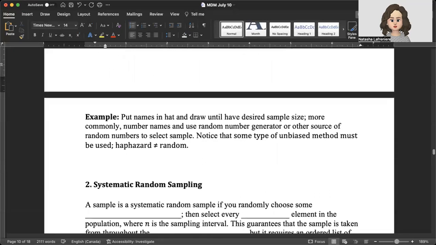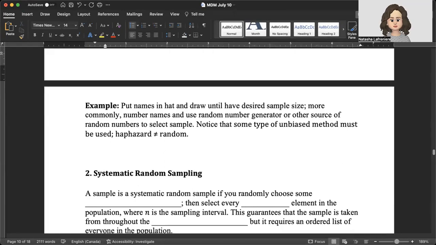For example, you put names in a hat and you draw until the desired sample size, or more commonly number the names, and use a random number generator or other source of random numbers to select the sample. You might see your teachers sometimes use the name selector wheel, or pick your name from a popsicle stick, or other techniques. So it's random and they don't have to be biased and always pick on one student or whatnot.